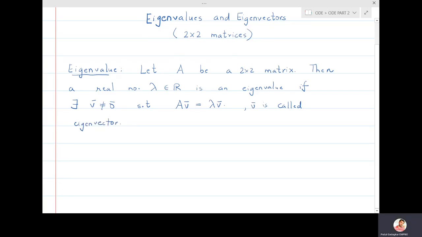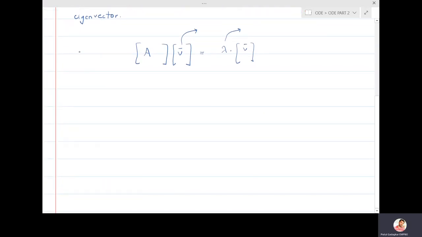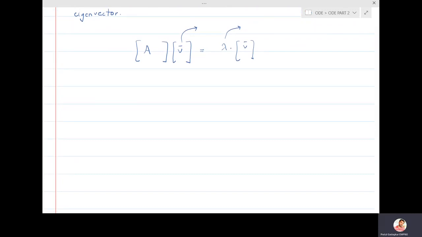So we will be given a 2x2 matrix and we want to find a vector v bar such that when I multiply this matrix with this vector v bar, the answer should be lambda times v bar again. If I can find such a vector v bar and a number lambda, then lambda is called the eigenvalue and this v bar is called the eigenvector. Let us see how to actually find such an eigenvalue and an eigenvector.